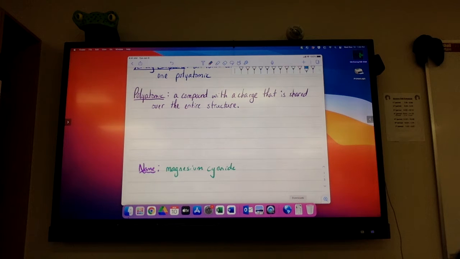Again, we have sodium with a +1, and we have cyanide with a -1. And so together they make sodium cyanide. This is the polyatomic ion. This is now the ternary ionic compound.